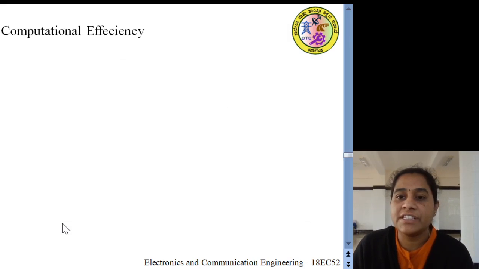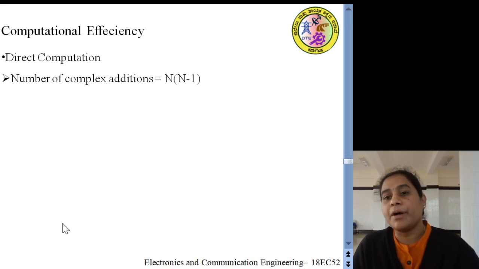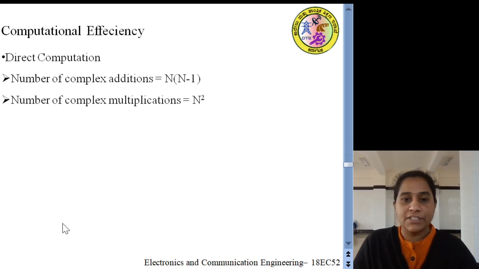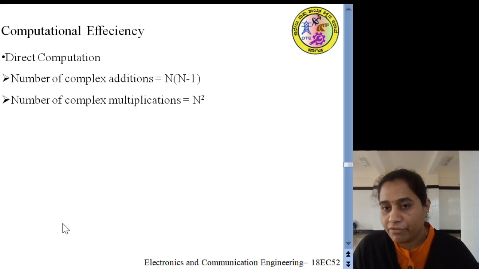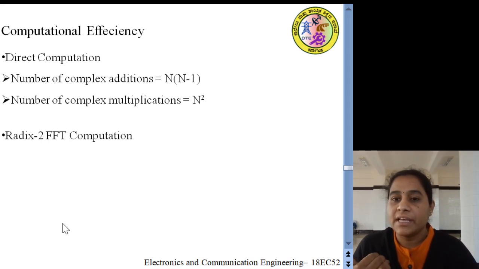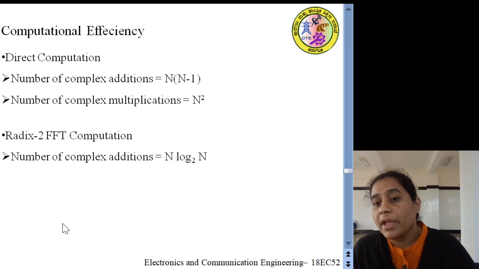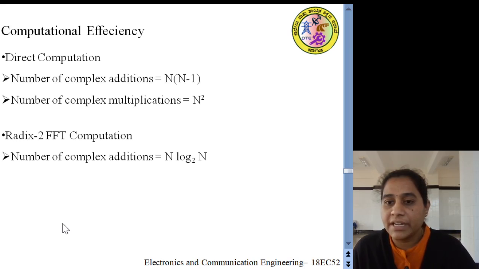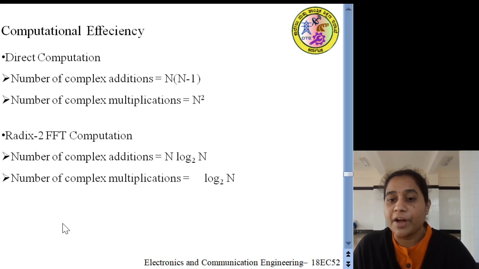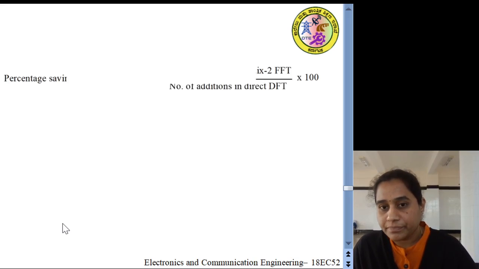So, computational efficiency. Let us consider direct computation. In direct computation, the number of complex additions is n into n minus 1, and the number of complex multiplications is n into n, that is n square. If we consider radix 2 computations, the number of complex additions is reduced to n log n. Obviously it is lesser compared to the direct computation method. The number of complex multiplications is n by 2 times log n.